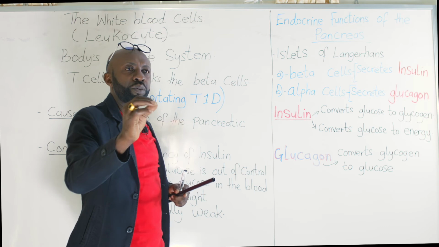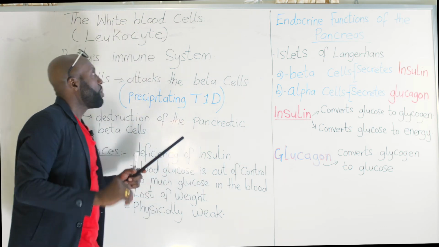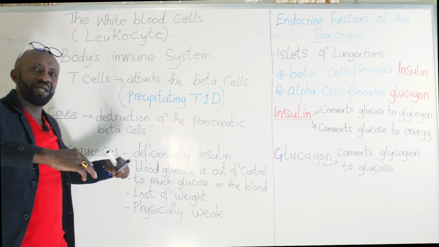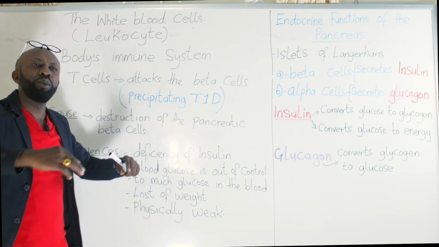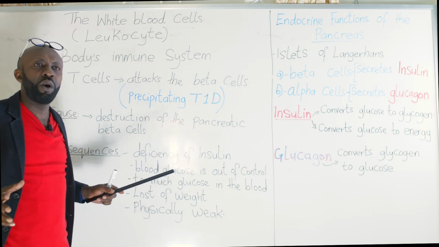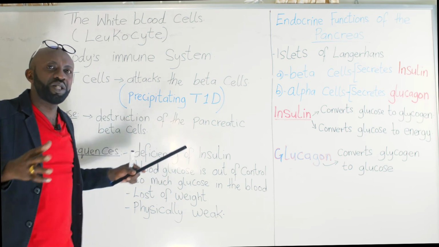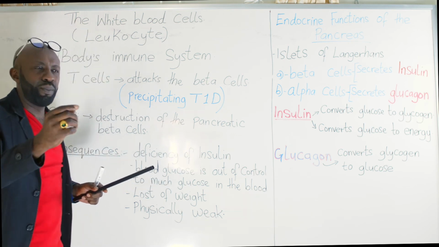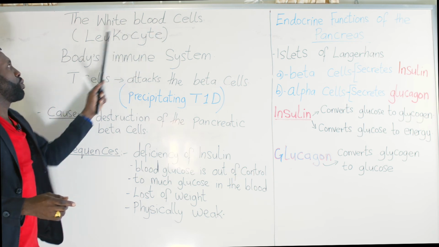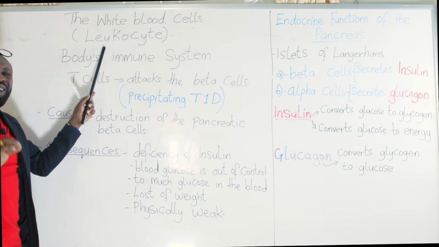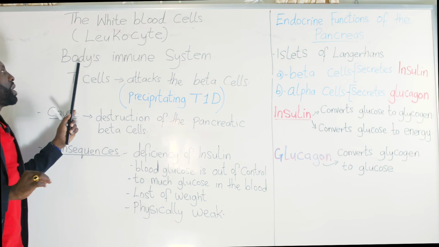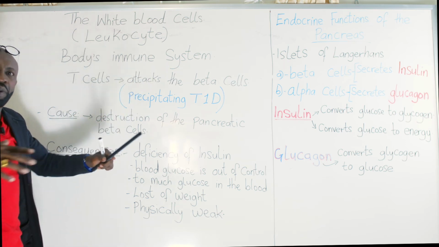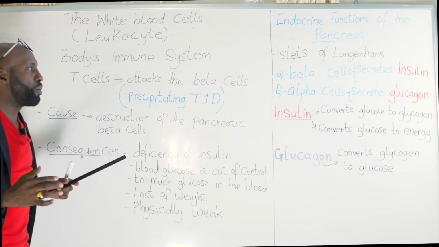Let me take you to the white blood cells. The white blood cells are the body's defense mechanism. The white blood cells are there to defend our body system. So the immune system, the defense system of our body, is provided by the white blood cells. We can also call them leukocytes. Okay, it is the body's immune system. Immune system means the defense system. It is to defend the body.